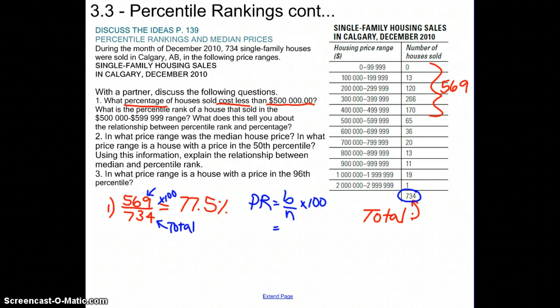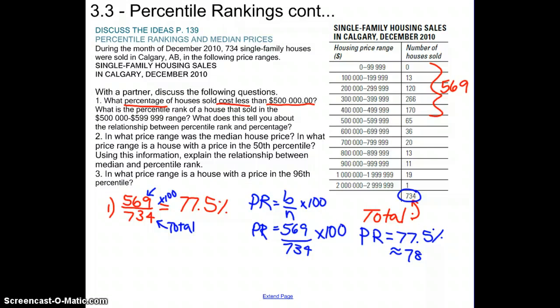Then the percentile rank is equal to the number lower than that value, which is 569, divided by the total, which is 734, times 100. So our percentile rank is 77.5%, or about 78th percentile. So what is the relationship between these two? They're the same. Will they always be the same?